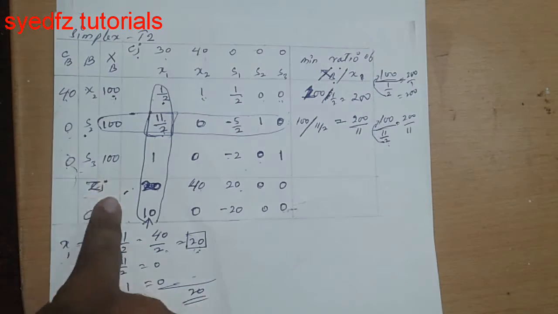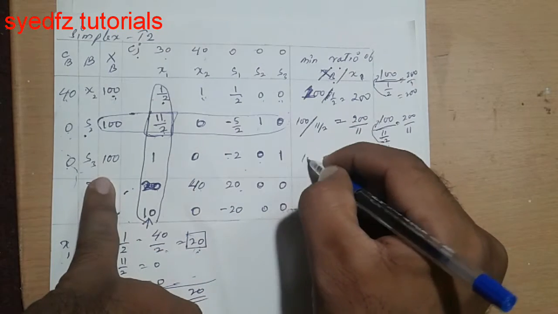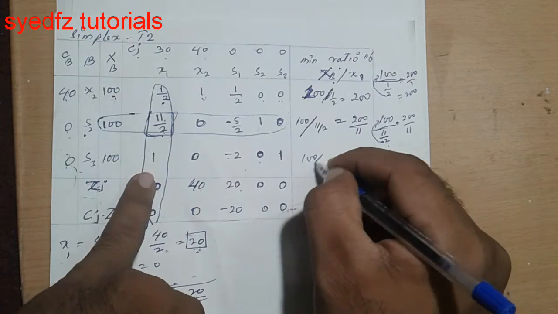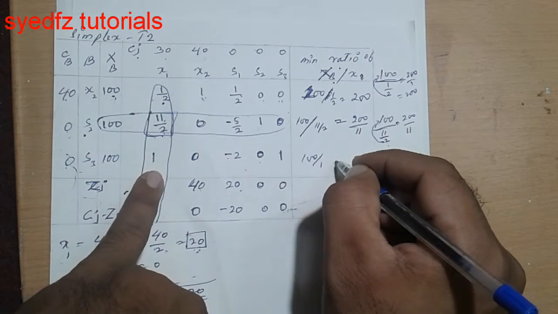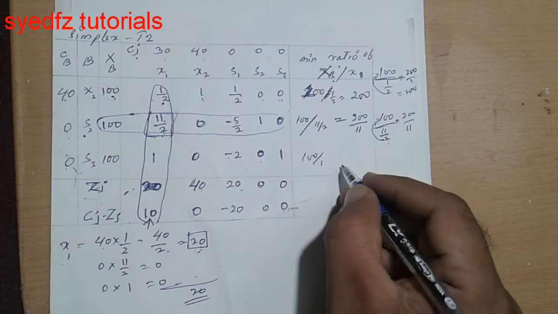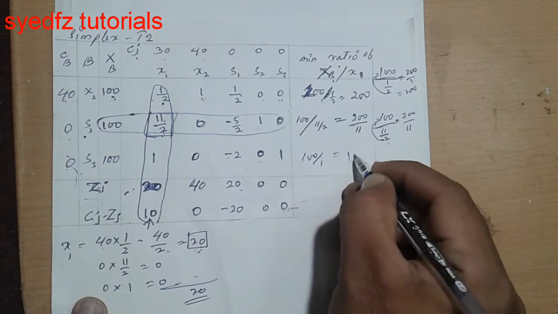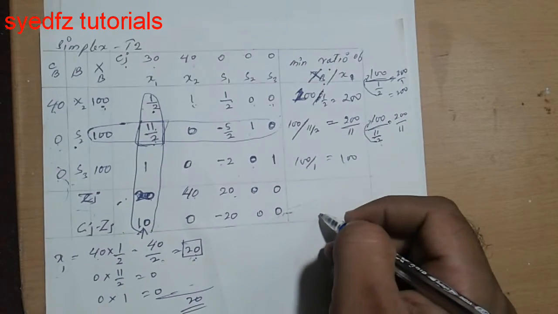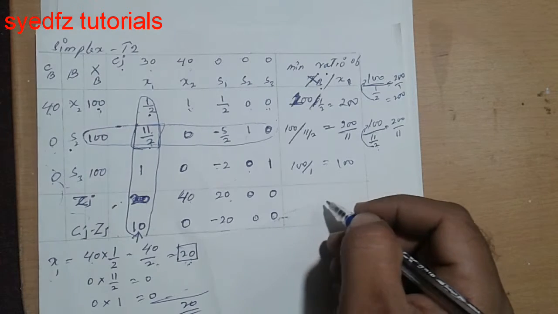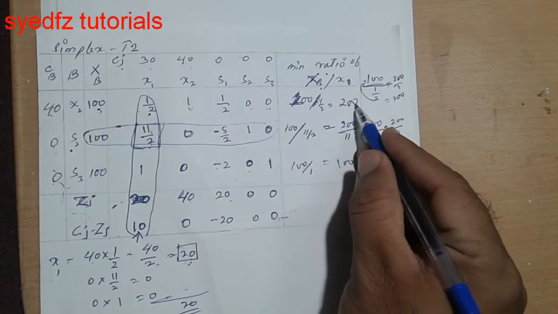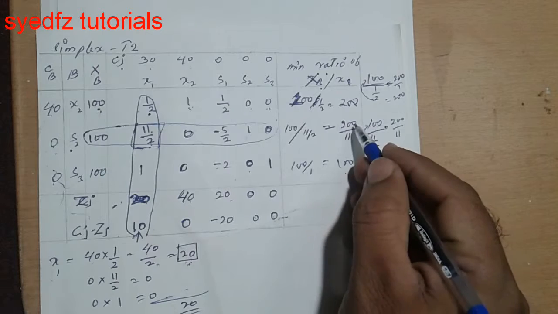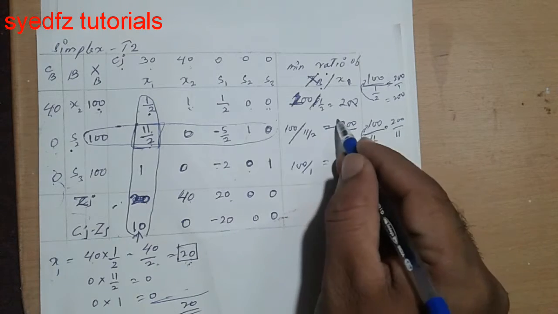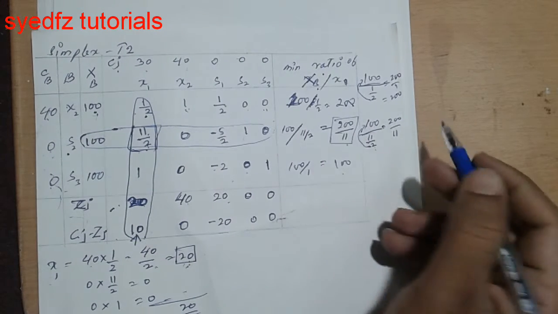Third one is 100 divided by the key column 1, so directly we got 100. Okay. So what is the minimum value? 200 is the max value. 100 is also a max value. 200 divided by 11 is the minimum ratio. So this is the minimum ratio.